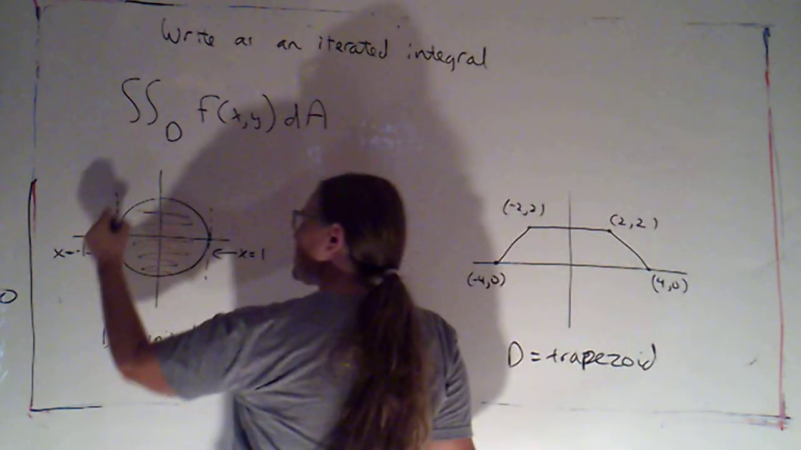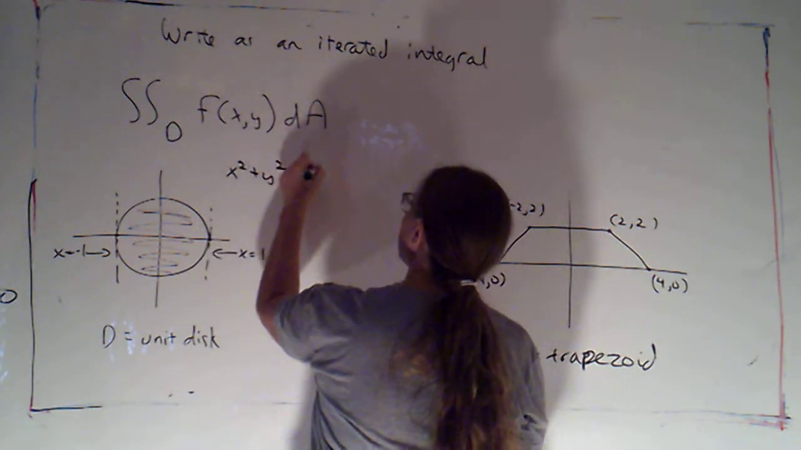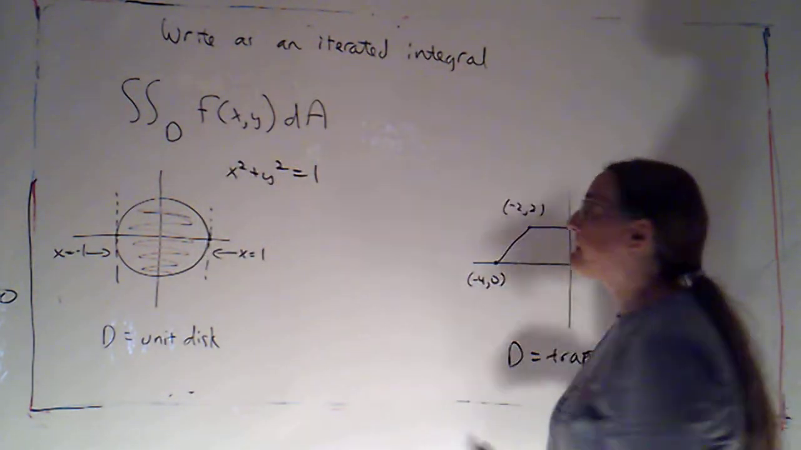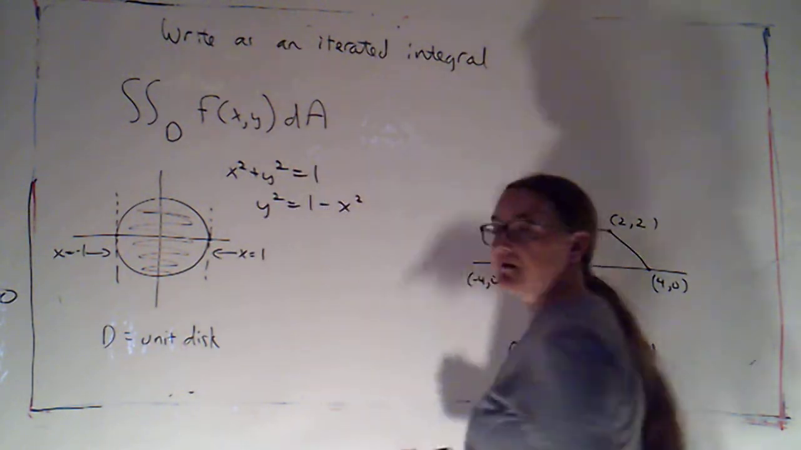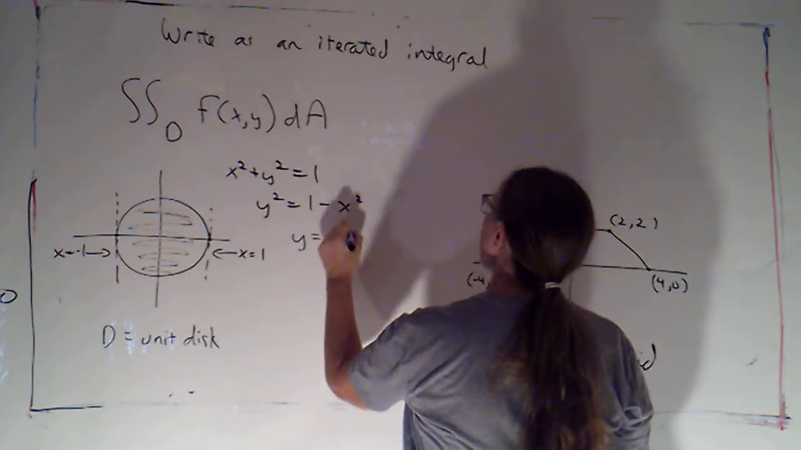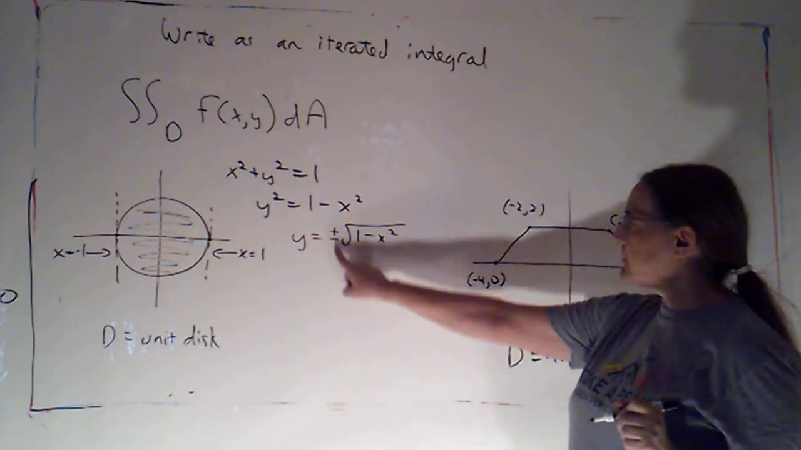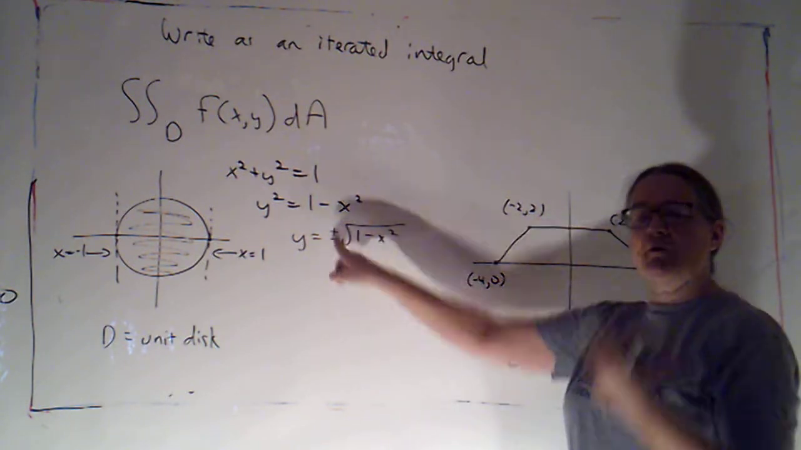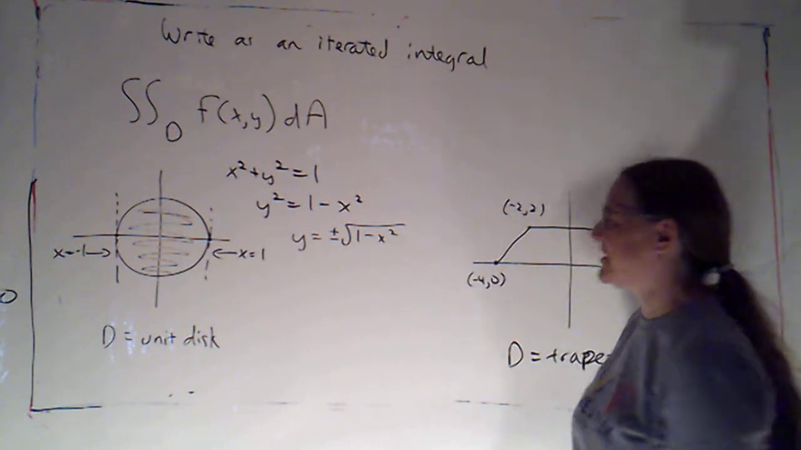Well, the boundary curve for this unit disk would be x squared plus y squared equals 1. That means y squared is 1 minus x squared. That means y is plus or minus the square root of 1 minus x squared. How convenient that that gives me two different formulas for y. One of them's the top, the other's the bottom.